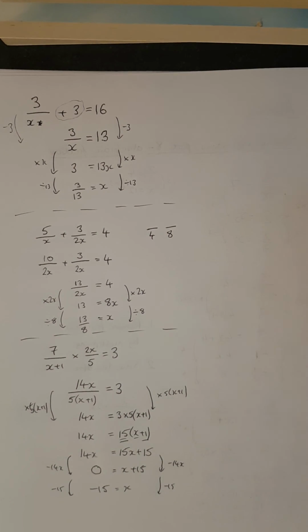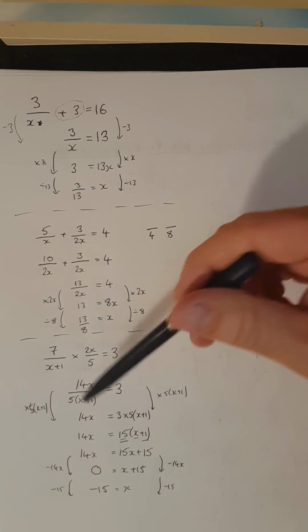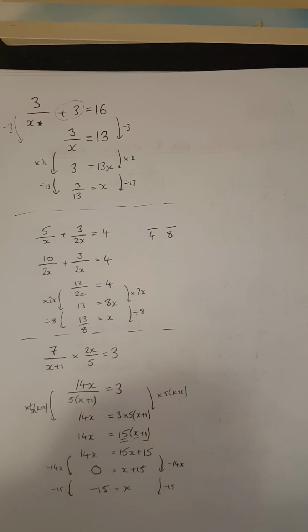The key principles here were remove the fractions and then expand brackets and solve as required. In part 9 we're going to look in real detail at solving equations with unknowns on both sides.